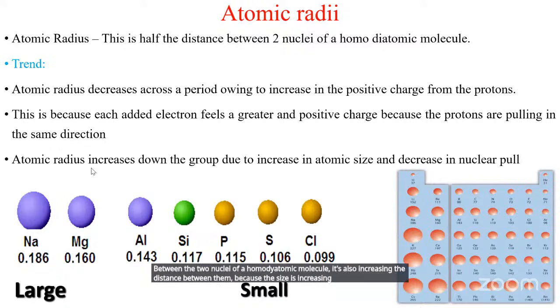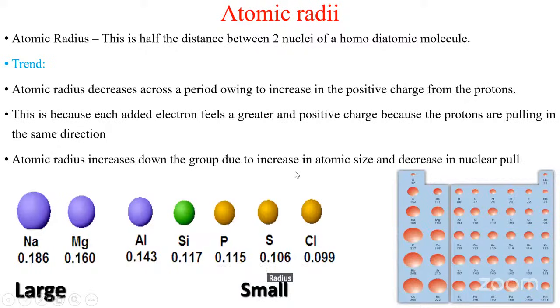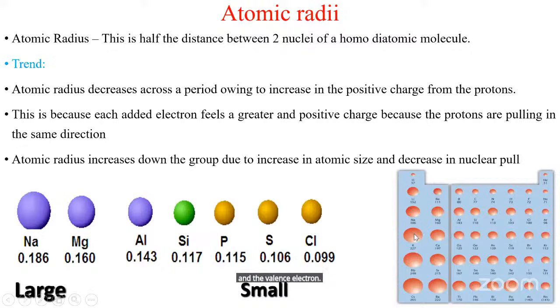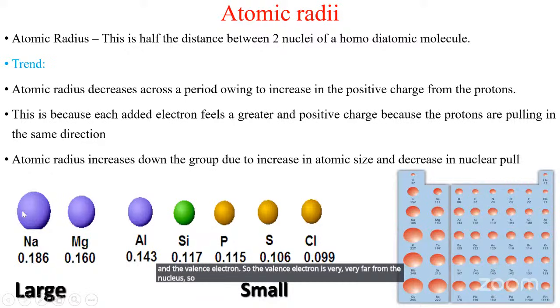So what do we say down the group? Atomic radius does what? It increases down the group due to increase in atomic size. Aside from the increase in atomic size, there's also a decrease in the nuclear pull between the nucleus and the valence electron. So the valence electron is very, very far from the nucleus. So that is why your atomic radius increases.